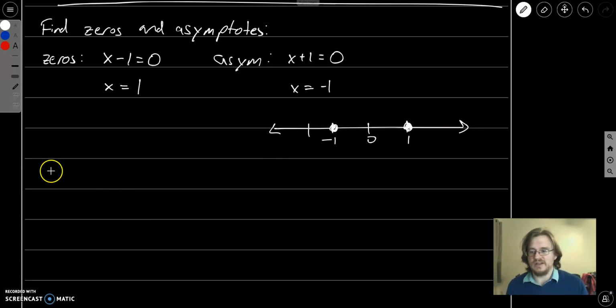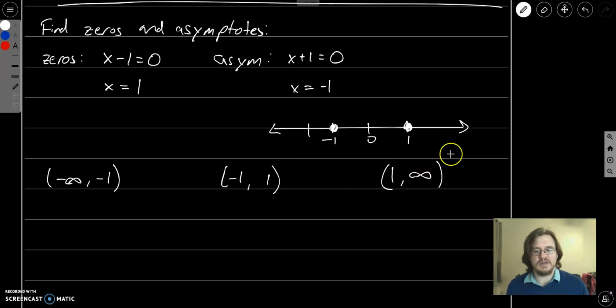So let's do that. Our three intervals: one is to the left of negative 1, one is in between negative 1 and 1, and one is to the right of positive 1. So a test value for over here, maybe I could plug in negative 2. Between negative 1 and 1, well, 0 is between there, and 0 is an easy number to work with. I'll use that one. And 2 is bigger than 1, so I'll plug 2 into this function.